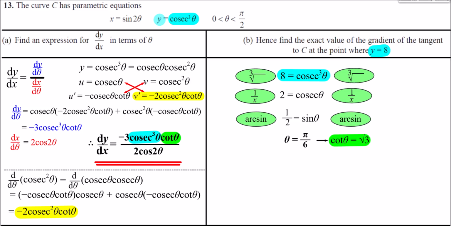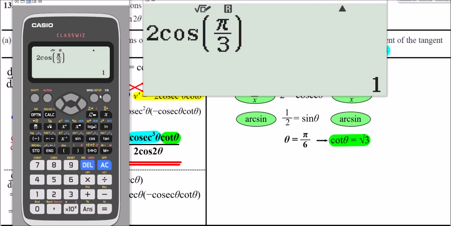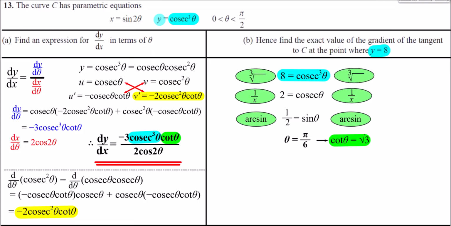And in the same way, I could work out 2 lots of cos 2 theta as well. In fact, why not? I'll do that as well. So 2 lots of cos 2 theta, that's going to be 2 lots of cos. If I double pi over 6, that's going to be pi over 3. So 2 lots of cos pi over 3, that just becomes 1. So therefore, well, 2 cos 2 theta is 1. So just cos 2 theta on its own, sorry. Cos of pi over 3 is just simply 1/2.